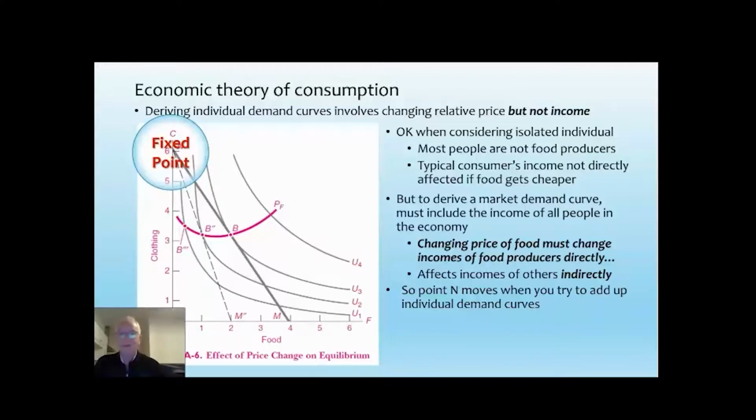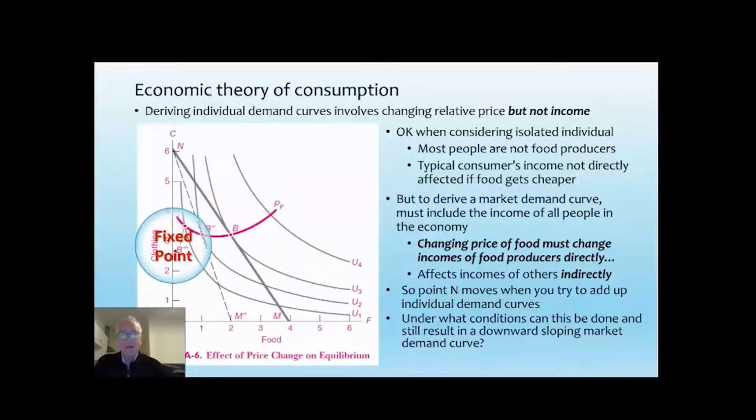So therefore, when you change relative prices, you're going to change the distribution of income. And therefore that point, which was fixed in the case of an isolated individual, when you try to add up everybody's demand in the marketplace, that curve is now a moving point. Goes all over the place.